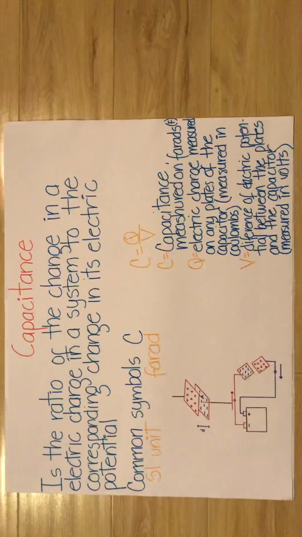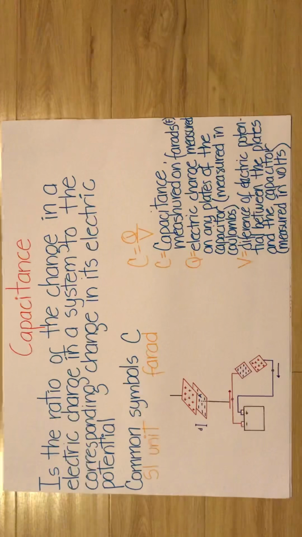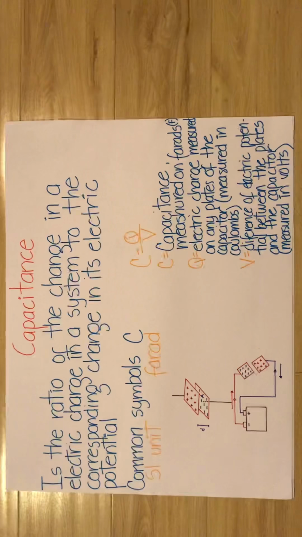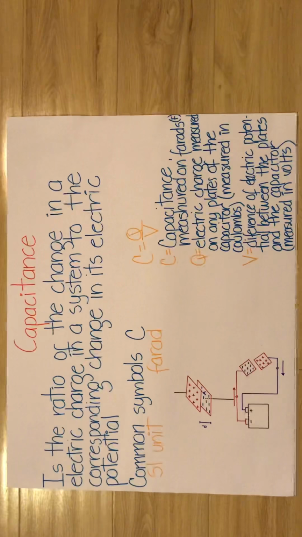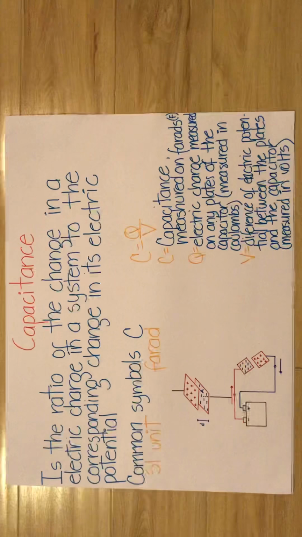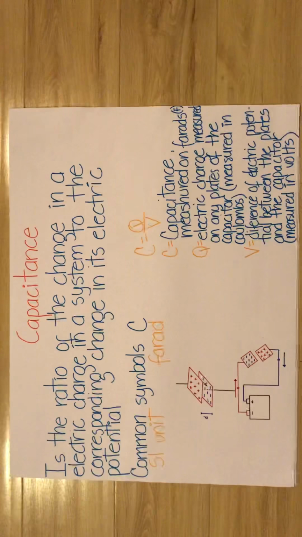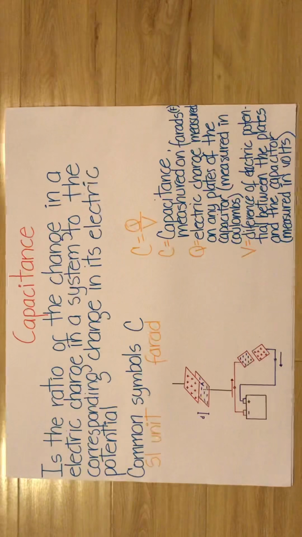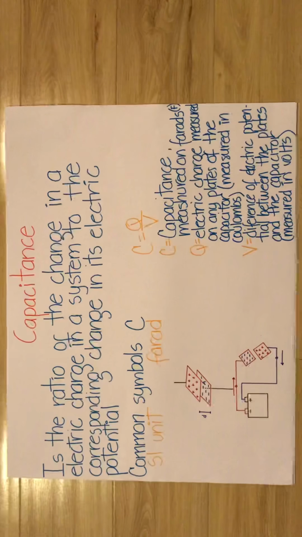Capacitance is the ability of a body to store electrical charge. Also, it is the ratio of the change in an electric charge in a system to the corresponding change in its electric potential. The common symbol we can see is the SI unit farad, and the formula is C is equal to Q over V.